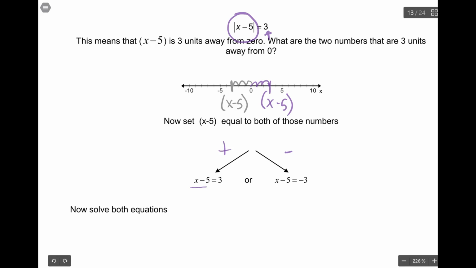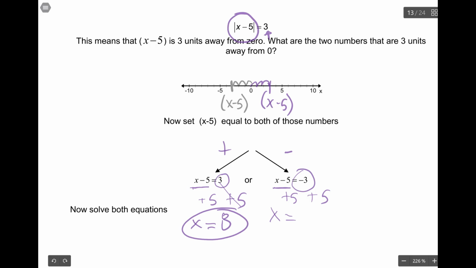I take away the absolute value signs and leave whatever was inside alone. Then in one of the solutions I have it be the same number that was on the right side, and in the other, I make it negative. So you can see x minus 5 equals 3, and x minus 5 equals negative 3. When I solve each equation, x is going to equal 3 plus 5, which is 8, and negative 3 plus 5, which is 2. So we see 8 and 2.